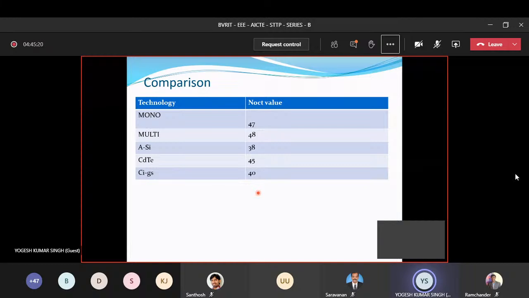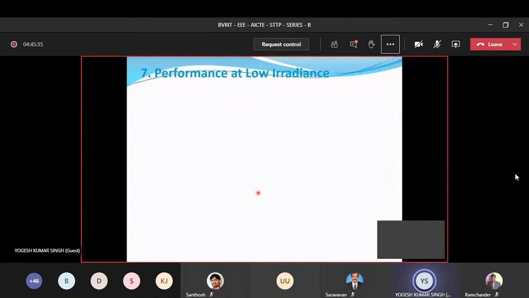For amorphous silicon, because the temperature is low, the condition comes around 38. For CdTe, it is around 45, and for CIGS it is around 40. That is the NOCT value on that condition. Now, this is the important thing.